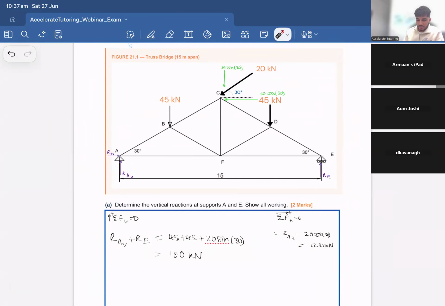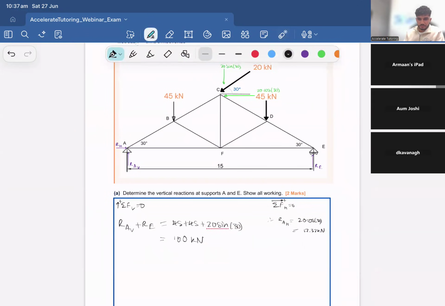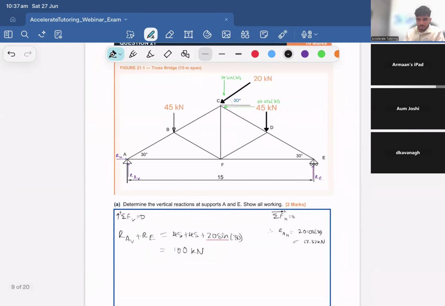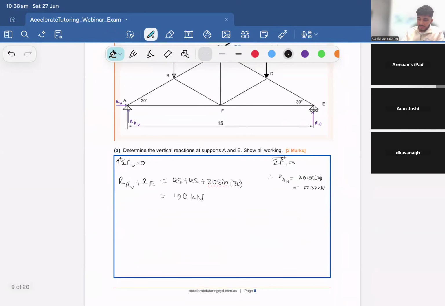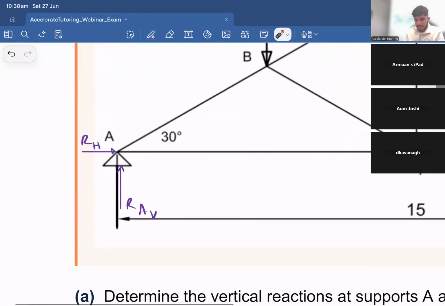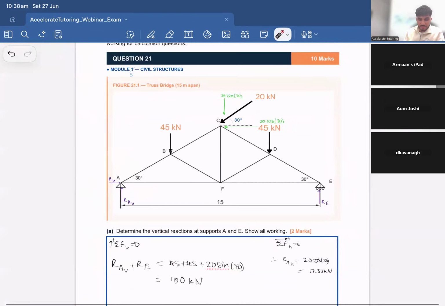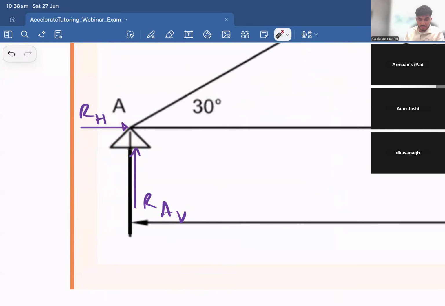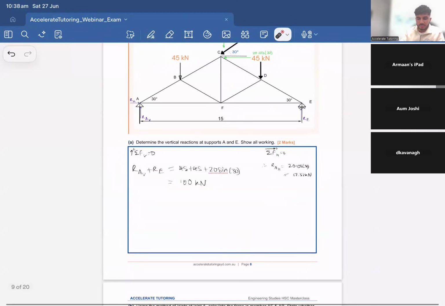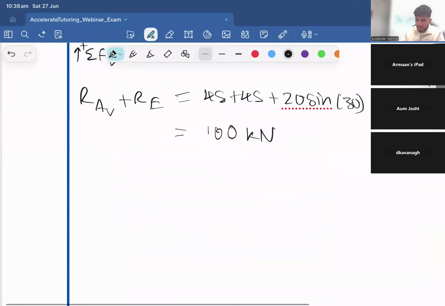Now, I have 2 unknowns. What's my next step to figure out what RAV is and what RE is? What should I do? What is the next step here? Anyone know? Yep. Sum of moments at point A. Excellent. We always typically do it around the fixed point, purely because it then eliminates the horizontal force. We don't have to deal with it. Just stick to the habit of doing it around your fixed support.